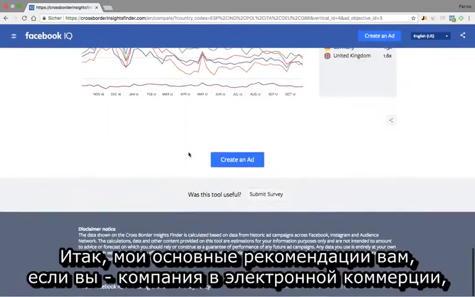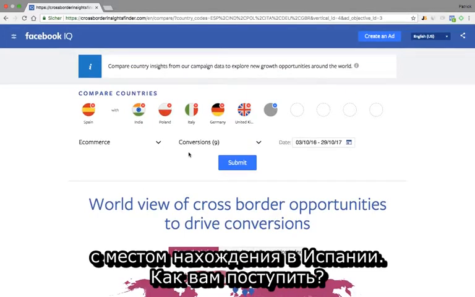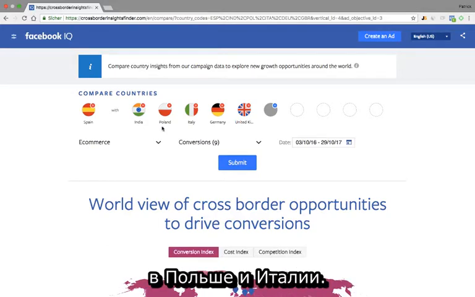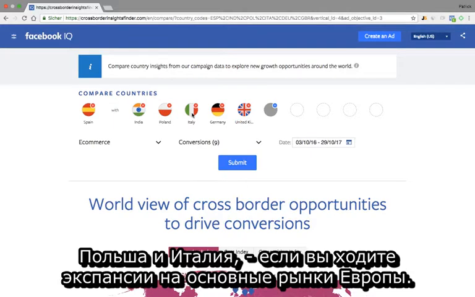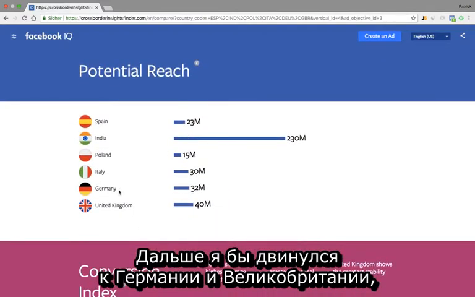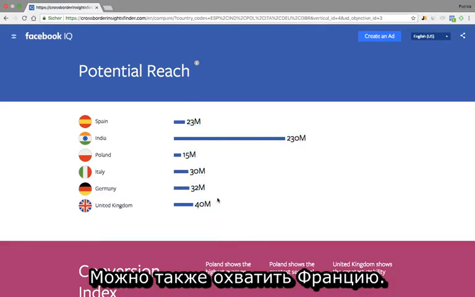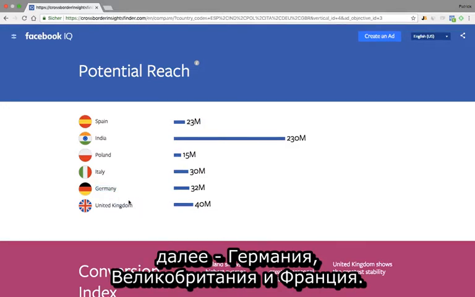So my general recommendation for you, if you're an e-commerce company coming out of Spain now, what you should definitely do is, if you're prepared to sell abroad, you should immediately sell your products in Poland and in Italy. These are the two first countries that I would recommend you to enter, Poland and Italy. If you then want to expand to the main countries in Europe, then I would definitely go to Germany and the UK because of their potential reach. You could also include France, okay? So first Poland and Italy, then Germany, UK, and France.